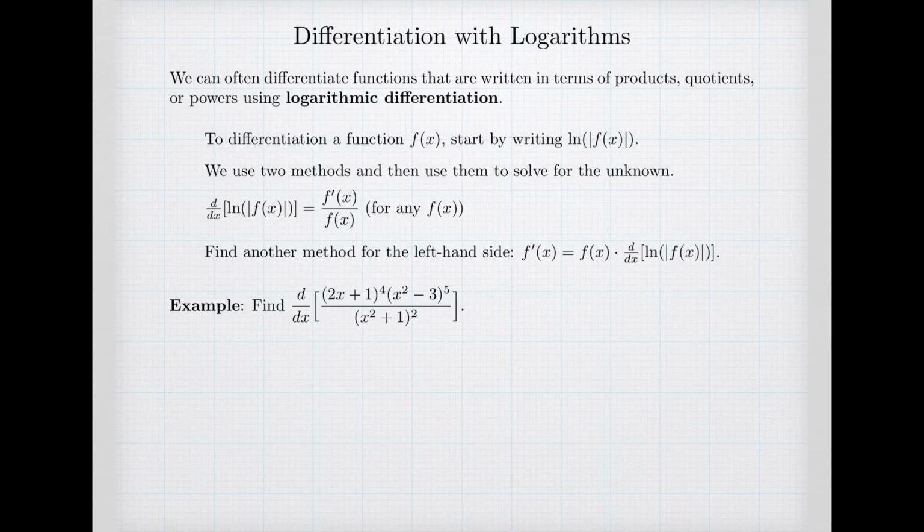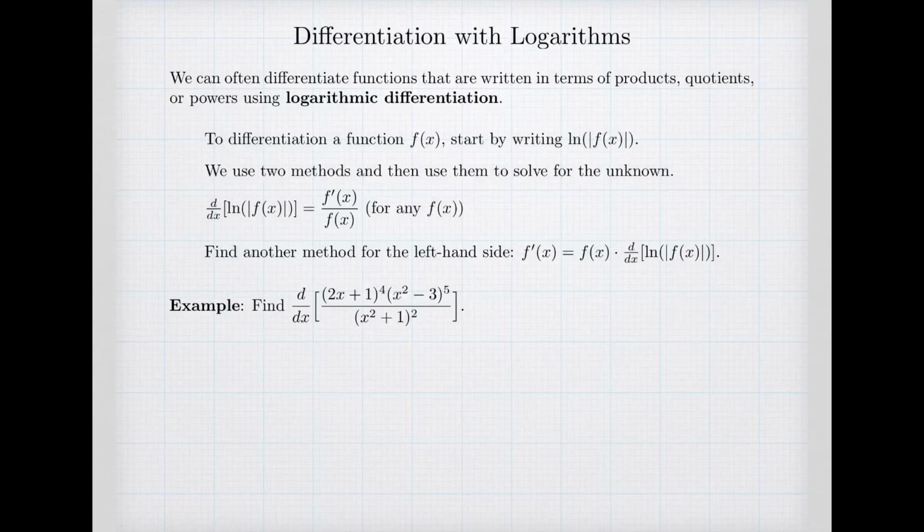We have 4 steps. To differentiate a function, we're going to start by creating a new function, the logarithm of the absolute value. And then we're going to use 2 methods to find the derivative. We always know that the derivative of the logarithm is equal to the inside derivative, f prime over f. That's the chain rule. And so if I multiply by f of x to the other side, I find out that my unknown f prime will always equal the original function times the derivative of the logarithm of absolute value of my function. What we're going to do is take the logarithm of the absolute value, expand it using the rules, and then take its derivative to find f prime of x.